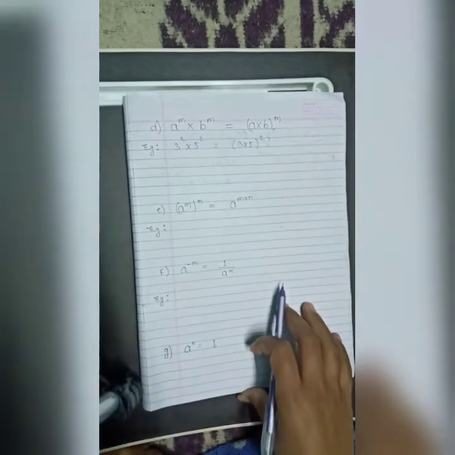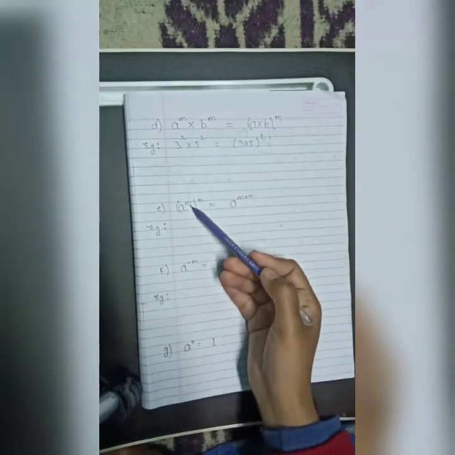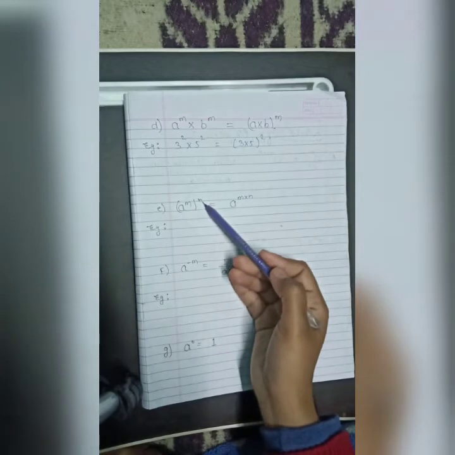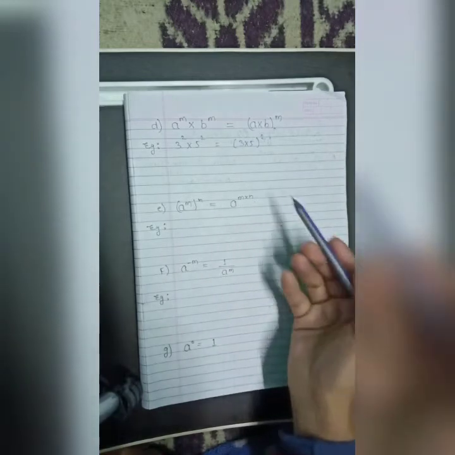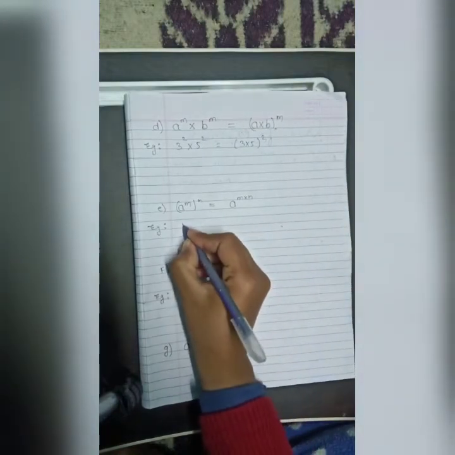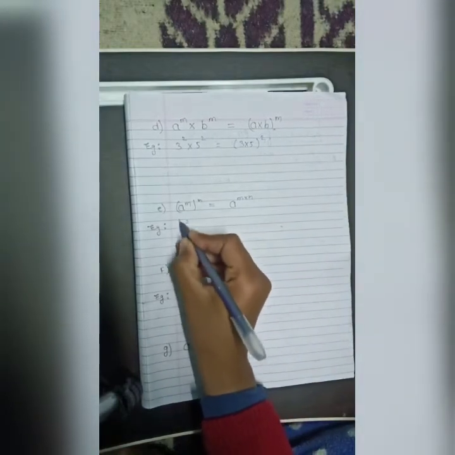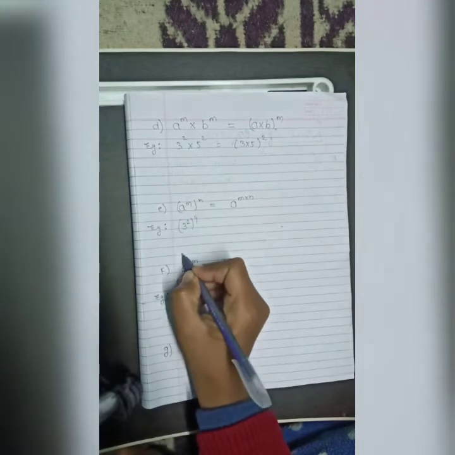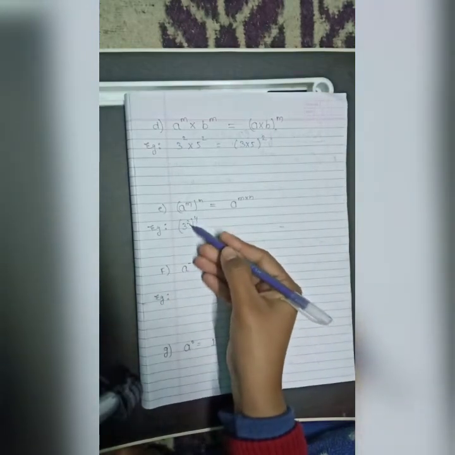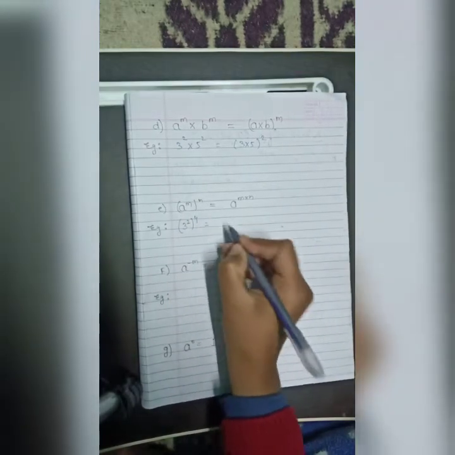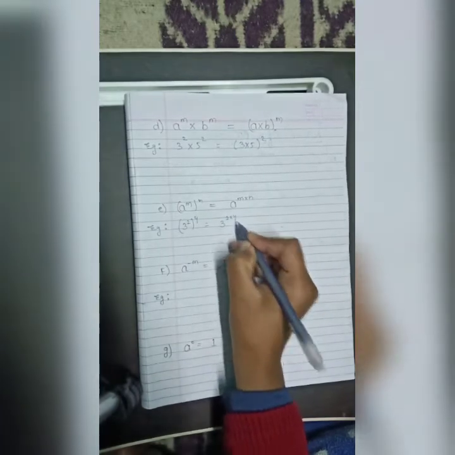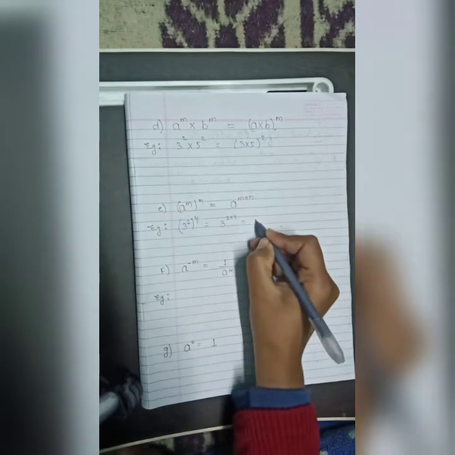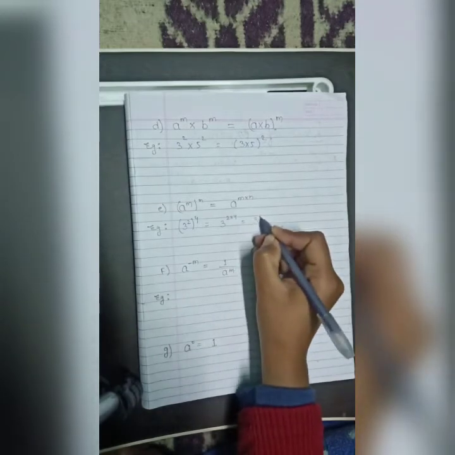Moving to the next one, it says if you have a raised to the power m, whole raised to the power n, that will be equal to a raised to the power m into n. For example, if you have 3 raised to the power 2, whole raised to the power 4, you just multiply these powers. That will be equal to 3 raised to the power 2 multiplied by 4, which is 3 raised to the power 8.